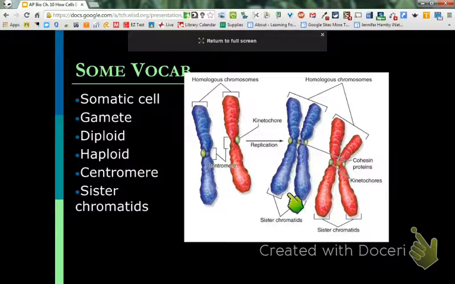Then sister chromatids would be, once we go through replication, in the S phase, we're going to make sister chromatids. These are exact copies of the same chromosome. This is chromosome number 1 from dad. This is chromosome number 1 from mom. But your sister chromatids are the copied form of the same chromosome.